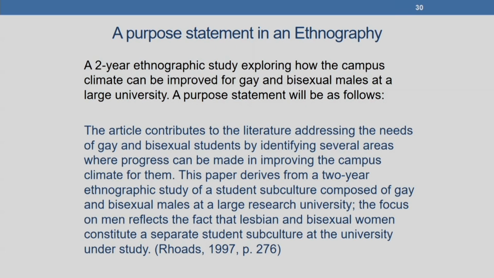The article contributes to the literature addressing the needs of gay and bisexual students by identifying several areas where progress can be made in improving the campus climate for them. This paper derives from a 2-year ethnographic study of a student subculture composed of gay and bisexual males at a large research university. The focus on men reflects the fact that lesbian and bisexual women constitute a separate student subculture at the university under study.